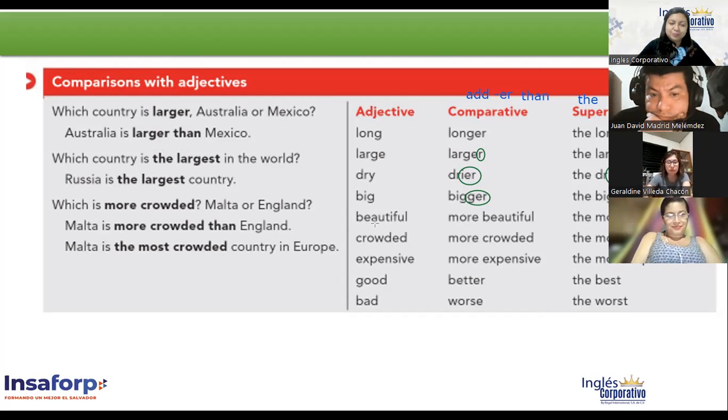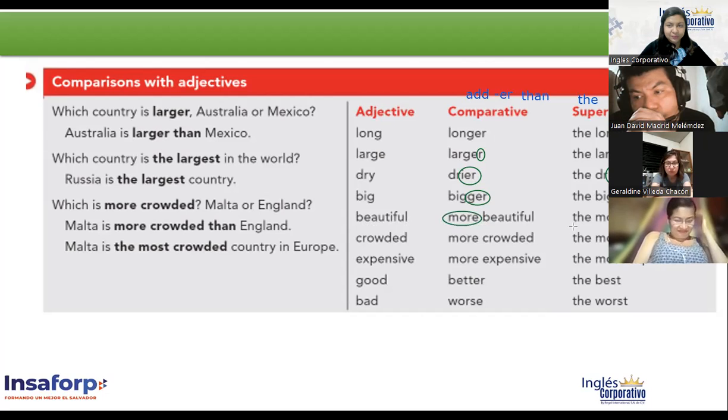Okay, beautiful. Beautiful, three syllables. So it's a long adjective. So in this case, we don't add ER, beautifuler, right? No, we add more. Only that: more beautiful, the most beautiful. Crowded, more crowded, the most crowded. Expensive, more expensive, the most expensive.